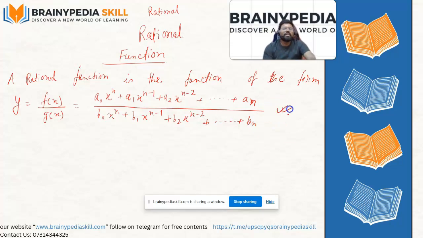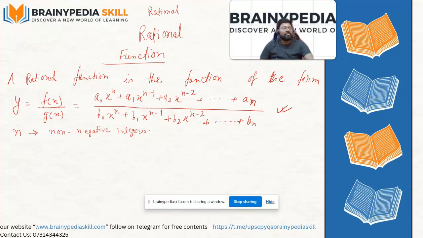So when you find it in this form, we call it a rational function. n must be a non-negative integer. That means it can be 0 as well. Non-negative integers. This one you need to remember.